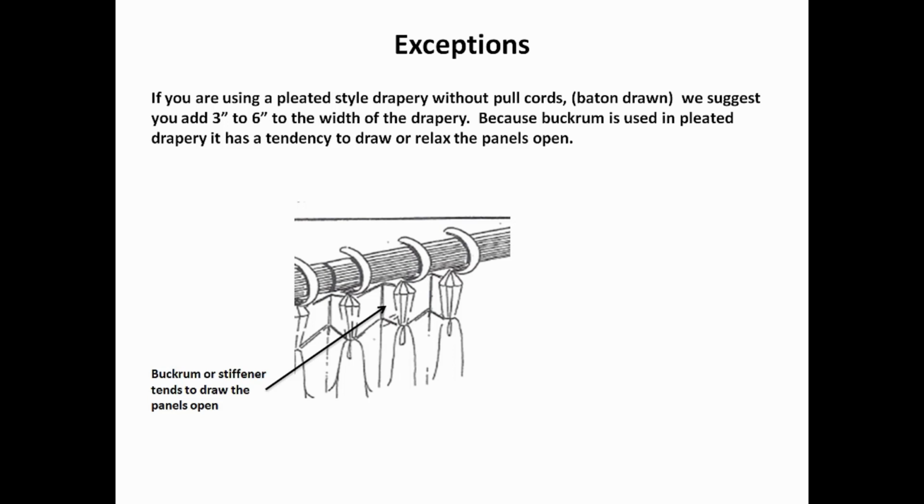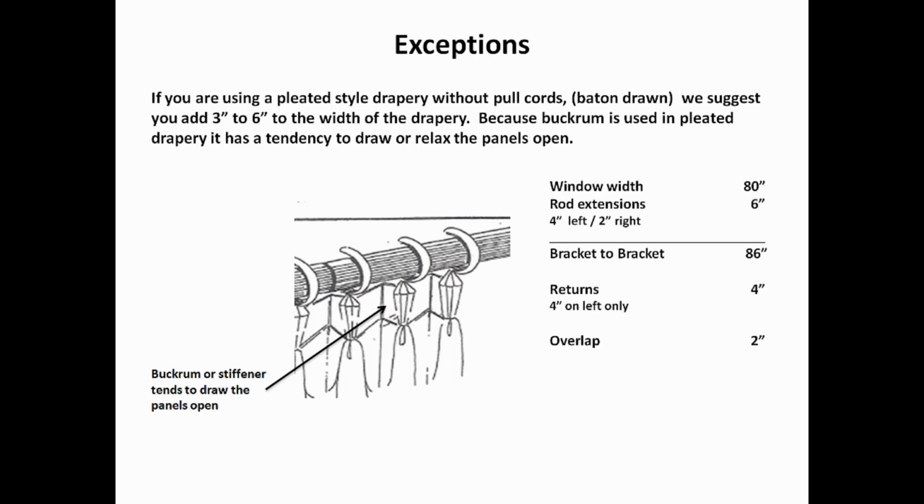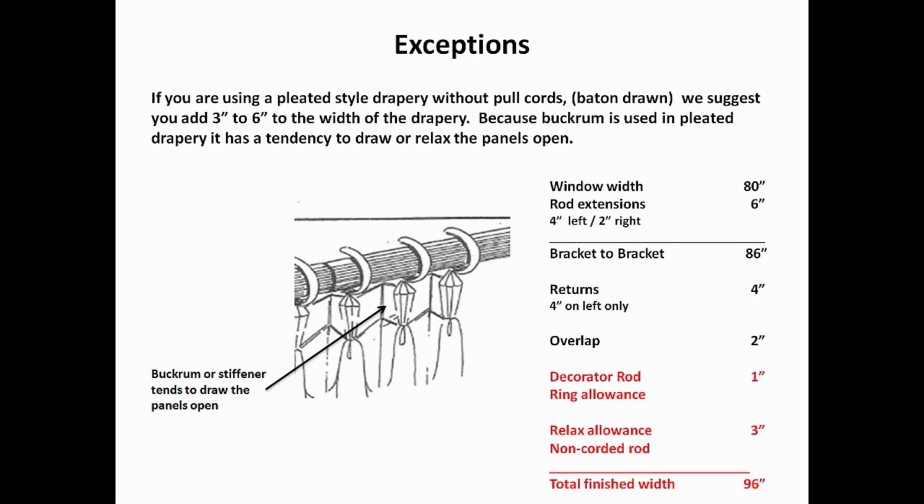So here again, the math becomes very simple. Just kind of repeat this. I know it's kind of being redundant, but sometimes when we see it a lot, it starts to sink in. You've got an 80-inch window. We did our 6 inches for our rod extensions, had a bracket to bracket of 86, a 4-inch return on the left only, a 2-inch overlap only. In this case here, remember the 1-inch ring allowance that we made, and then we'd add 3 more inches for this relaxation so they won't creep back open. I would now have an order finish width of 96.